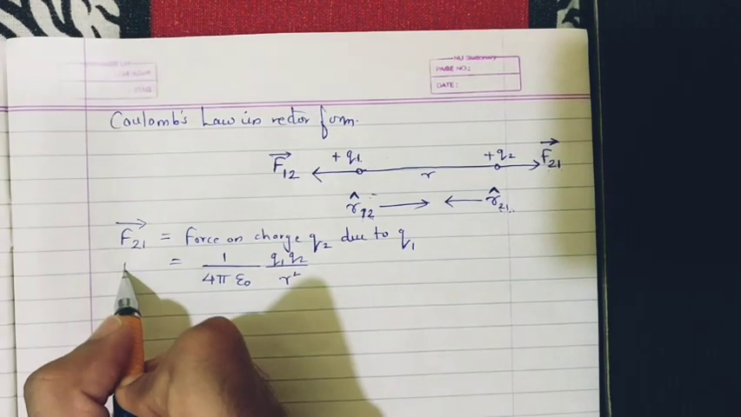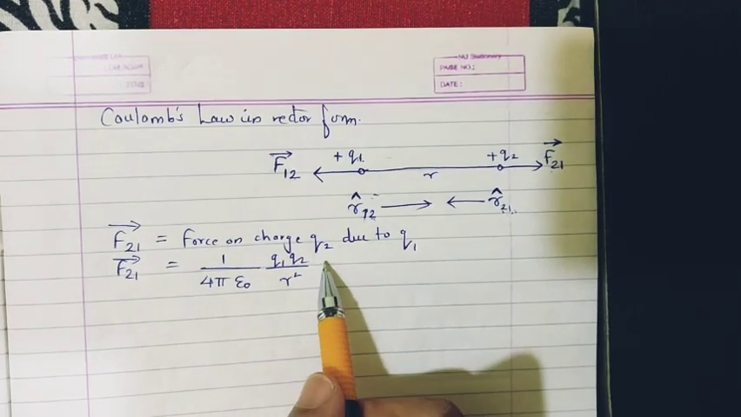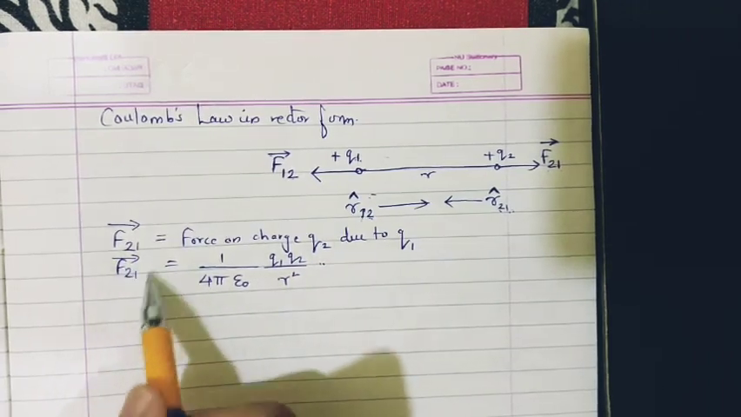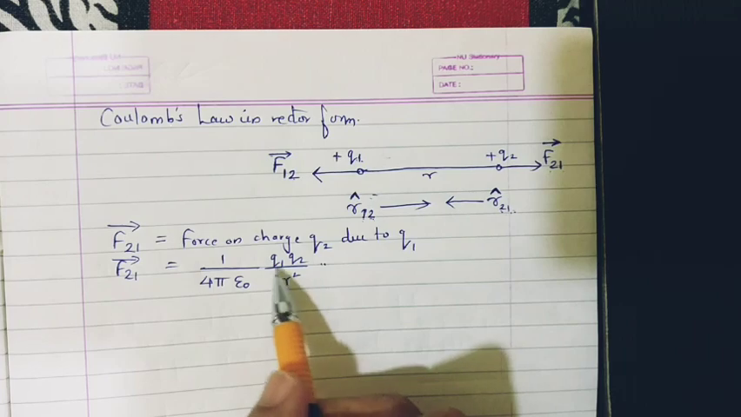But since we have a vector on the left hand side, obviously we are going to have a vector on the right hand side which will denote the direction of this force. Now the displacement vector which we have is r over here, correct?